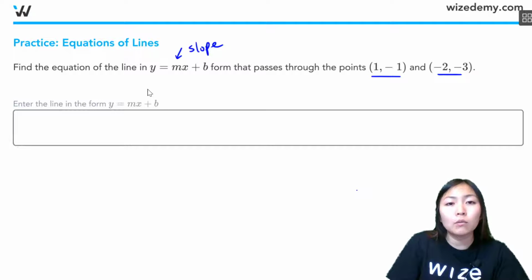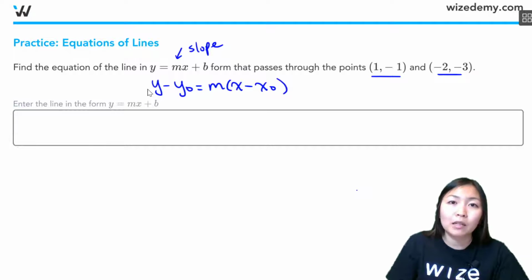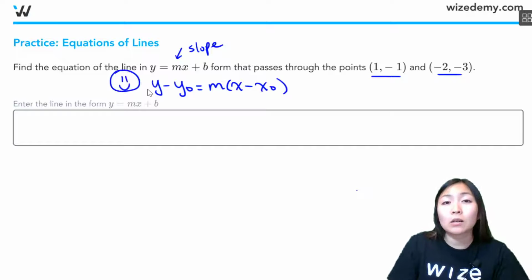Or, more generically, we just need any point on the line because we have the equation y minus y0 equals slope times x minus x0, and then we can rearrange into y equals mx plus b. That's why this is my favorite equation, because we don't necessarily need the y-intercept. We can just use any point and then we can solve for the y-intercept. So let's first find our slope.